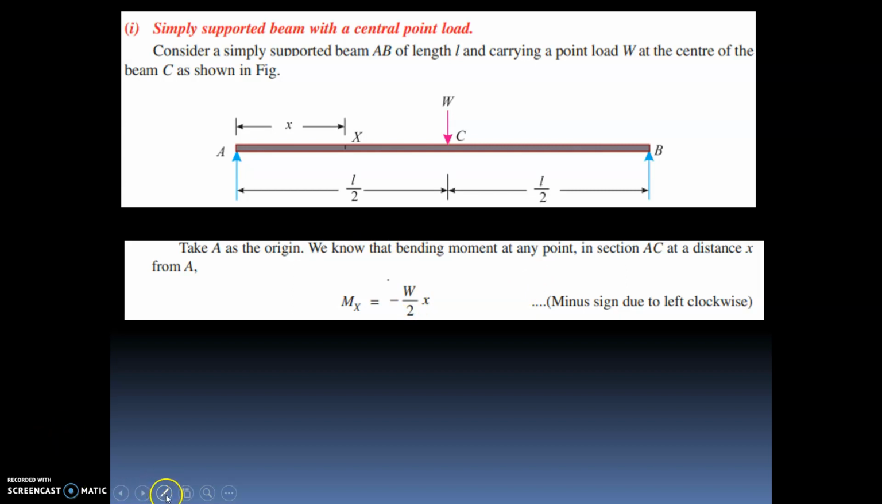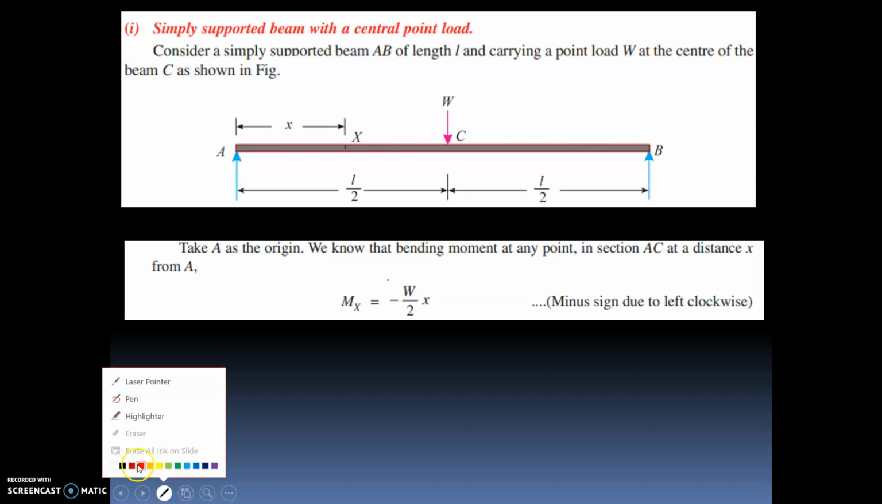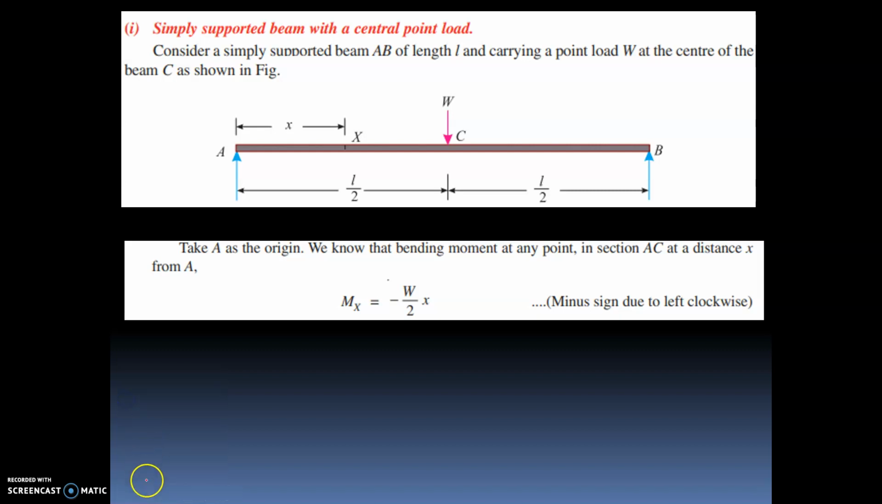How do we use the sign convention? I usually write like this. If it is like this, then it is plus. If it is like this, it is minus. So here it is moving like this, so it is plus. So plus W by 2 into X.